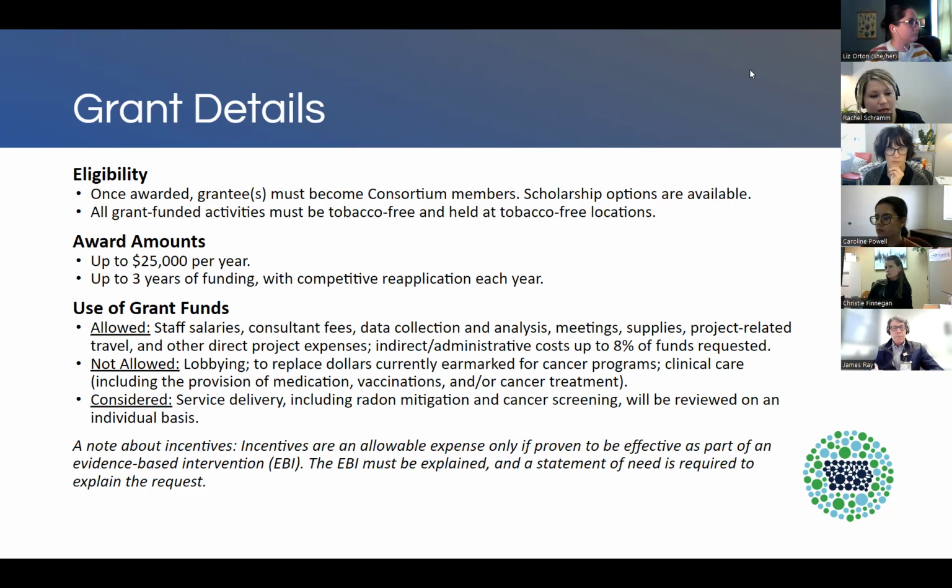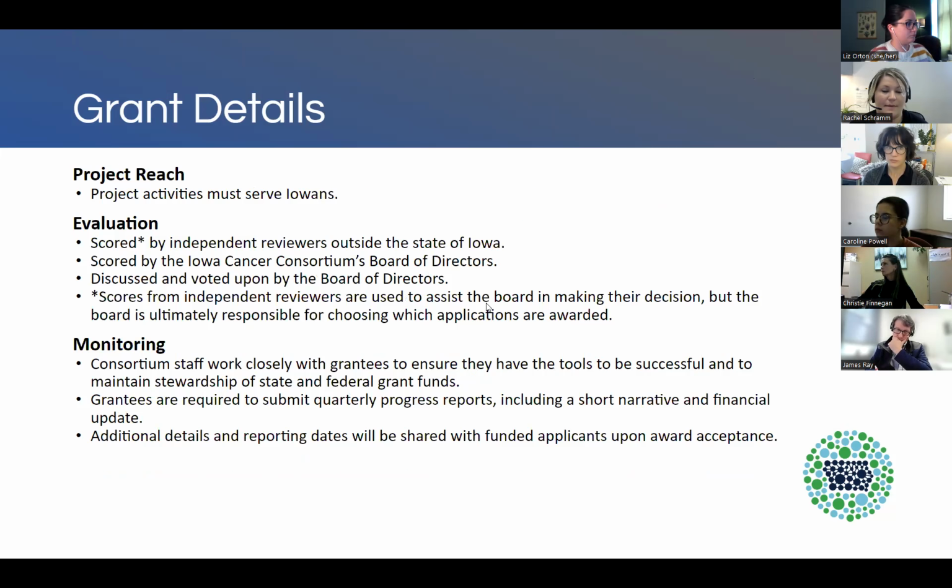One other thing that we've encountered before, we really want our applicants to use the evidence base, like what's out there. We do know that there are some community interventions where incentives work. So just a note about incentives, they are an allowable expense if there is a paper or something that can be proven to be effective, but it really does have to be explained in the grant, and we may ask you to elaborate further.